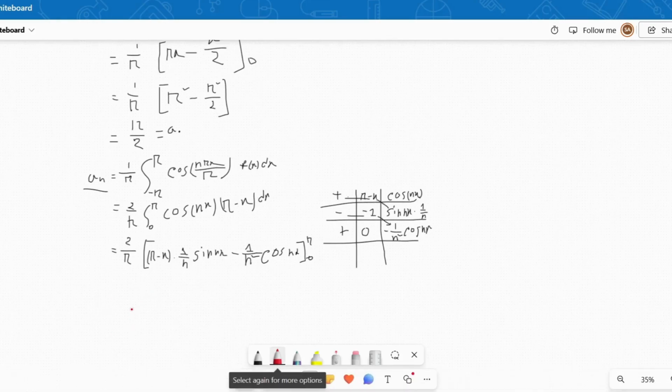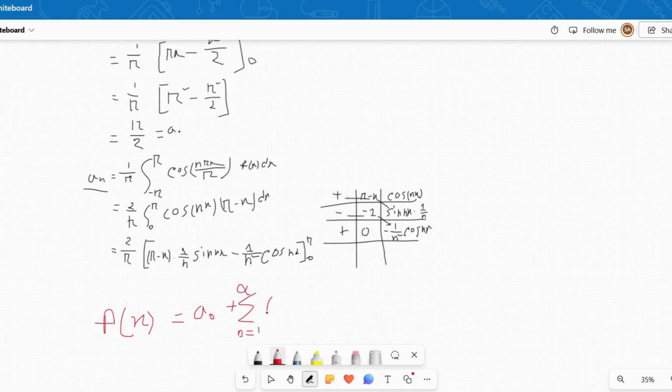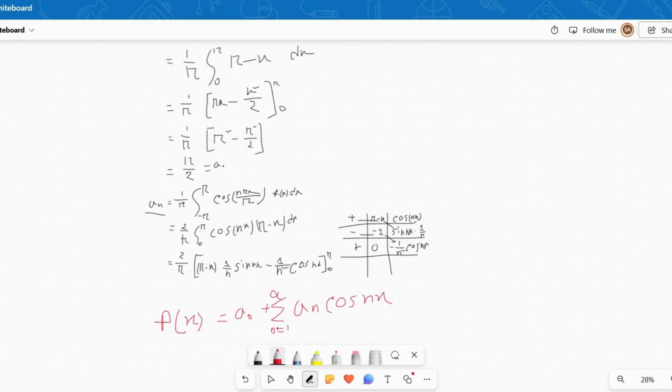Now let's write the Fourier series again. f(x) equals a naught plus summation from 1 to infinity of an cos(nx). After putting in the values, we find the Fourier series, and that will be our answer.